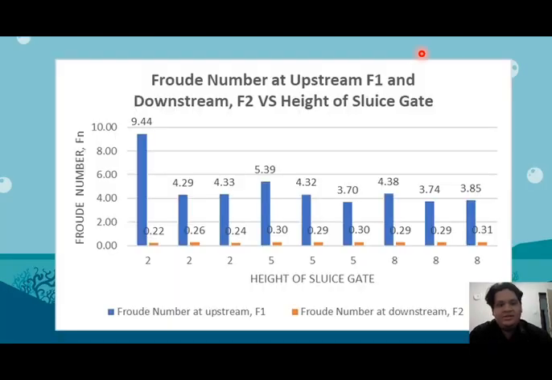Next, this slide shows us the relationship between the height of sluice gate versus the Froude number at upstream F1, which is the blue bar, and also the orange color indicates the Froude number at the downstream. And we can see in this bar chart the trend, which is the Froude number at upstream F1 is higher than Froude number at downstream F2.